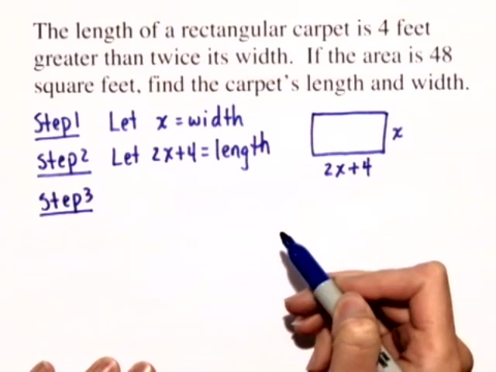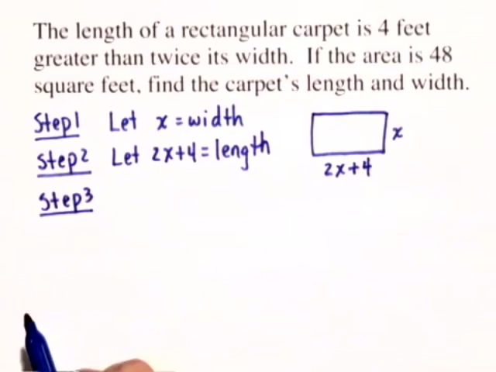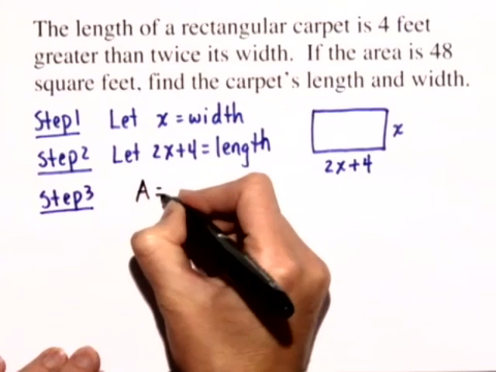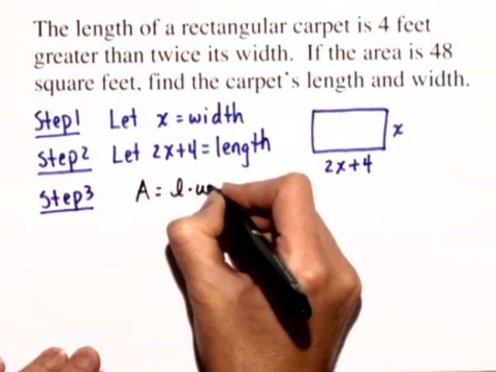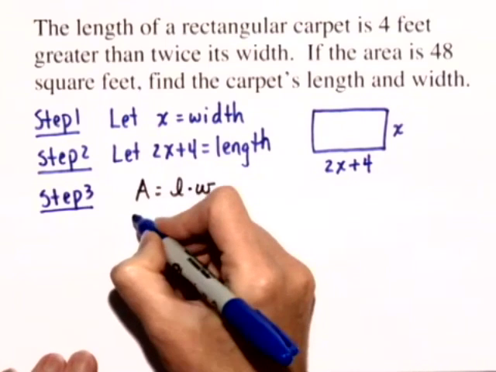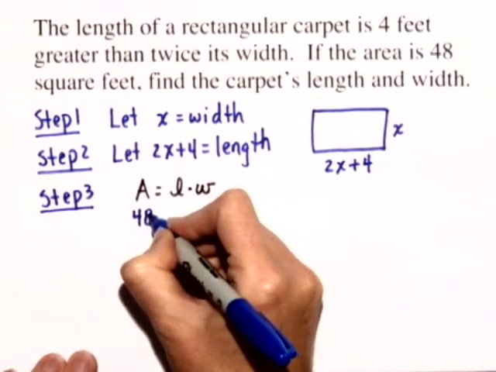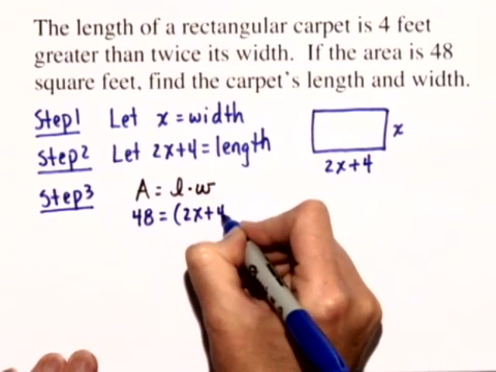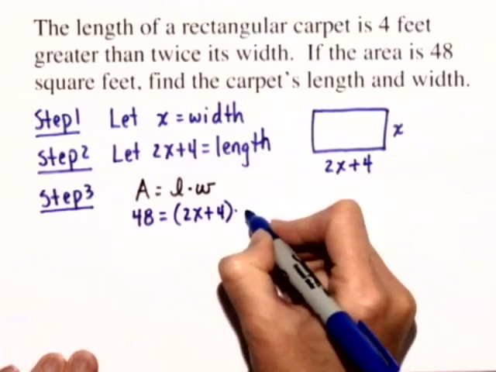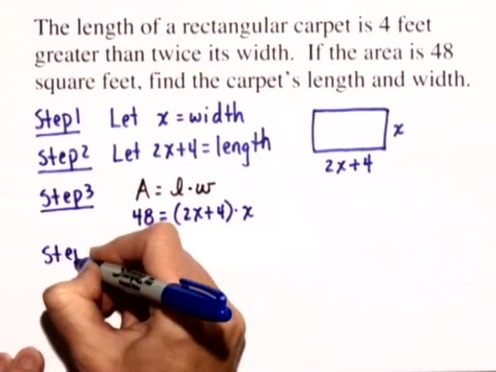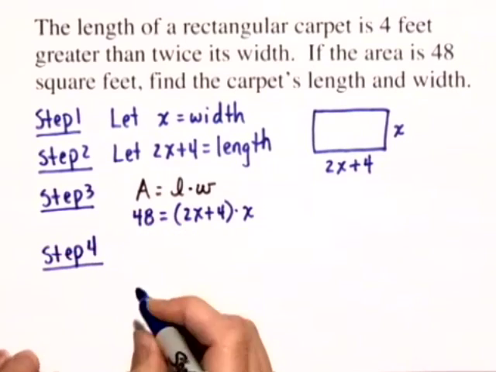And we're told that the area is 48 square feet. Well, the area of any rectangle is just equal to the length times the width, so we'll fill in the unknown quantities. The area, we're told, is 48, is equal to the length, which is 2x plus 4, that quantity, times the width, which is x. Now we're ready for step 4. We're going to solve this equation.